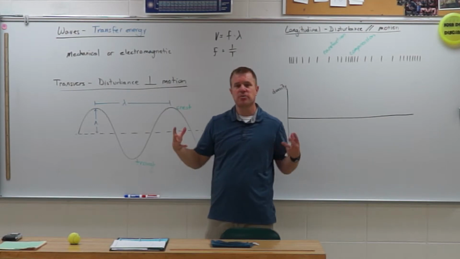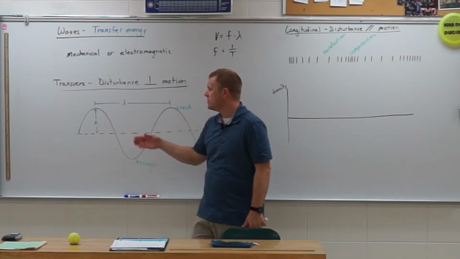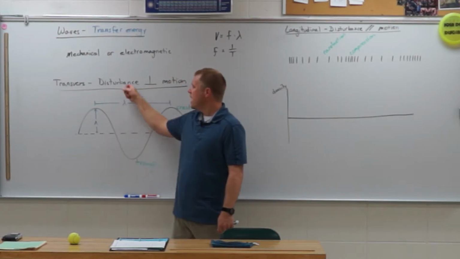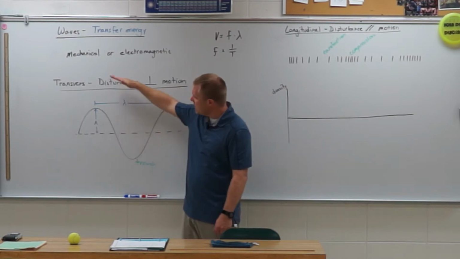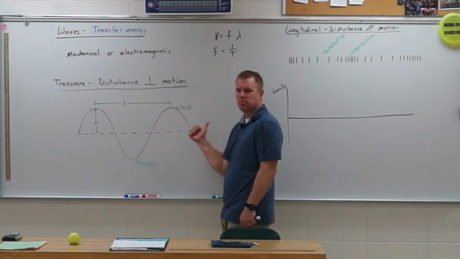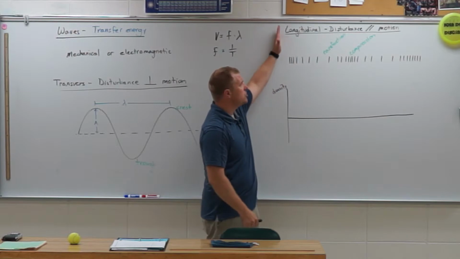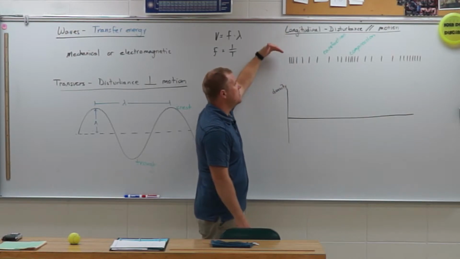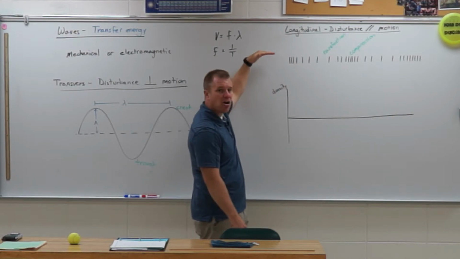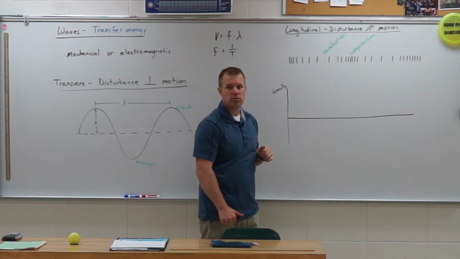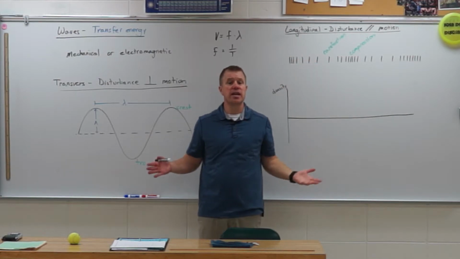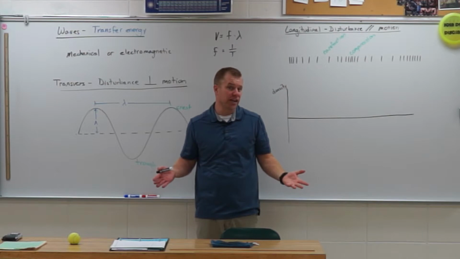So there's two types once we start talking about mechanical waves. There's transverse waves that have a disturbance perpendicular to the direction the wave is moving. And then there's longitudinal waves that have a disturbance that is parallel to the direction of motion. And so let's go take a look at what those waves look like.